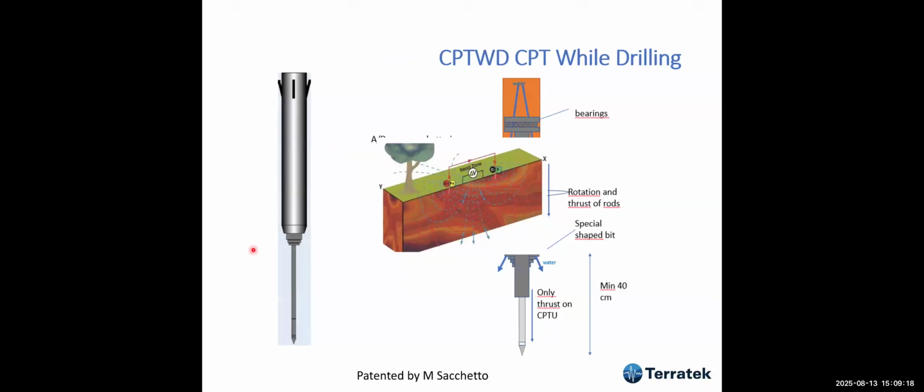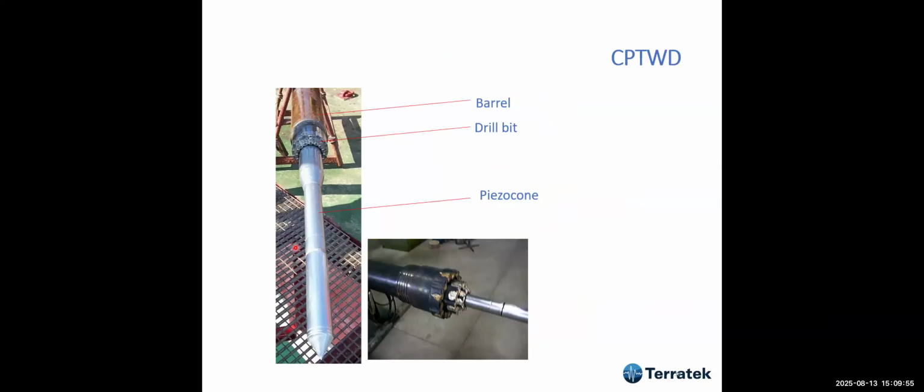To solve this, Massimo Sacchetto developed this kind of equipment. He has a very good mind to develop things like that. This is operated wireline, so that you can drill up to where you want, and then you lower the cone, and the cone latches via the bottom of the drill bit, and you can push the cone. This is how the equipment works.